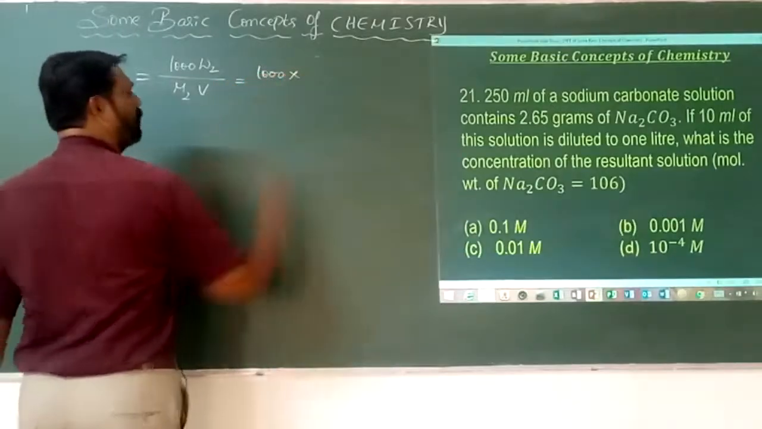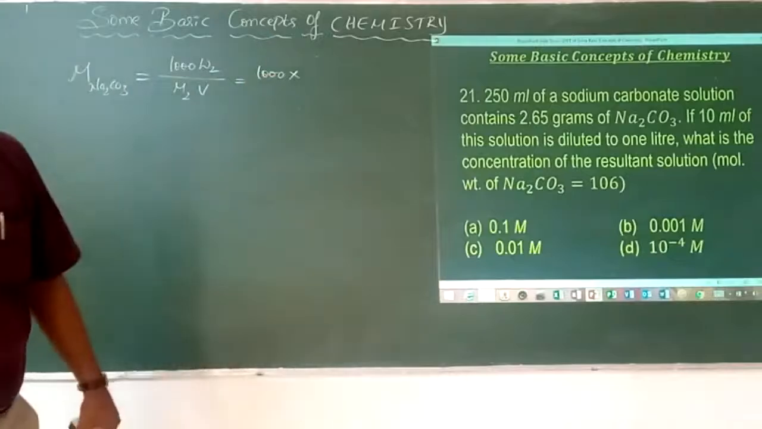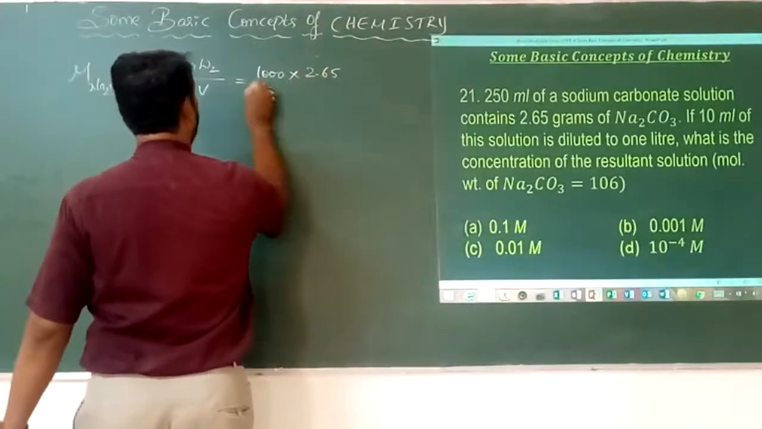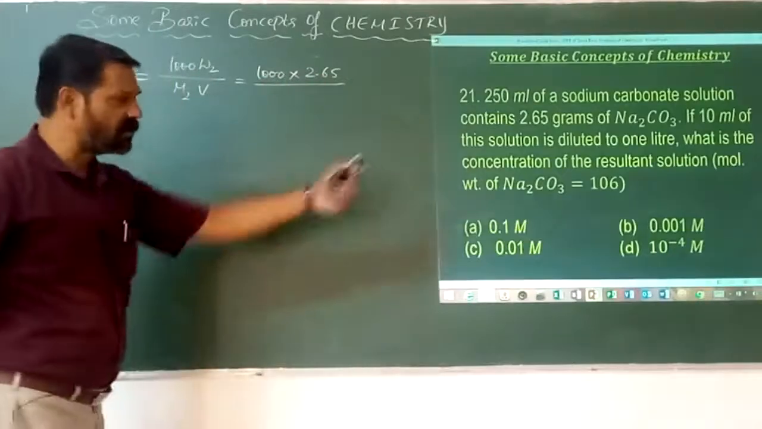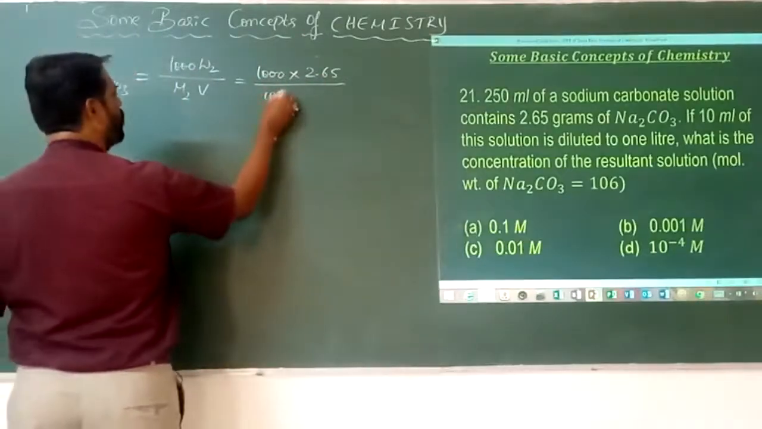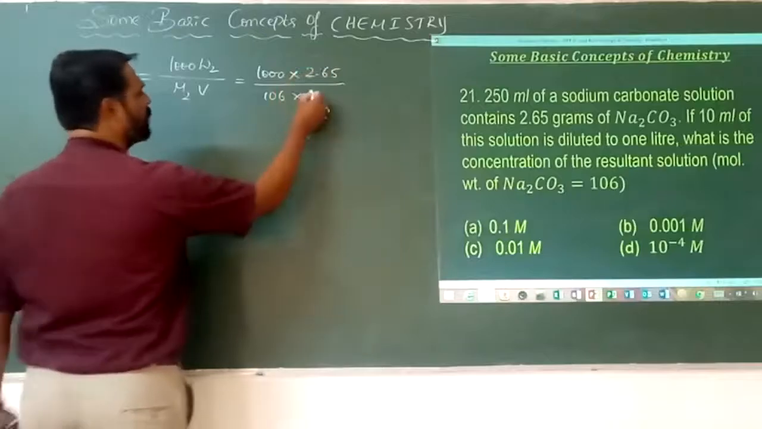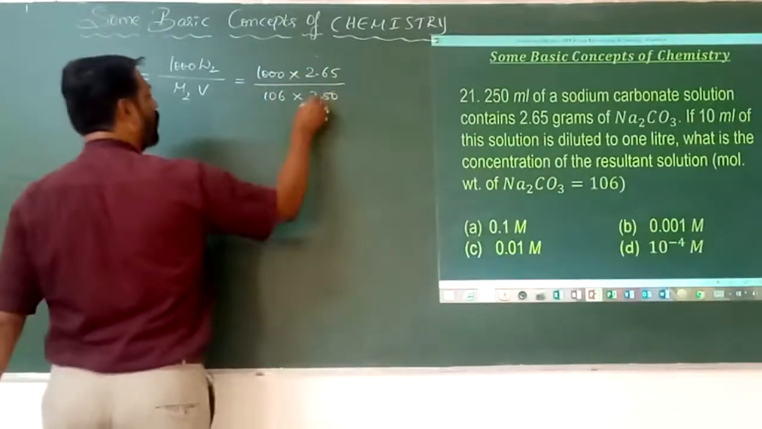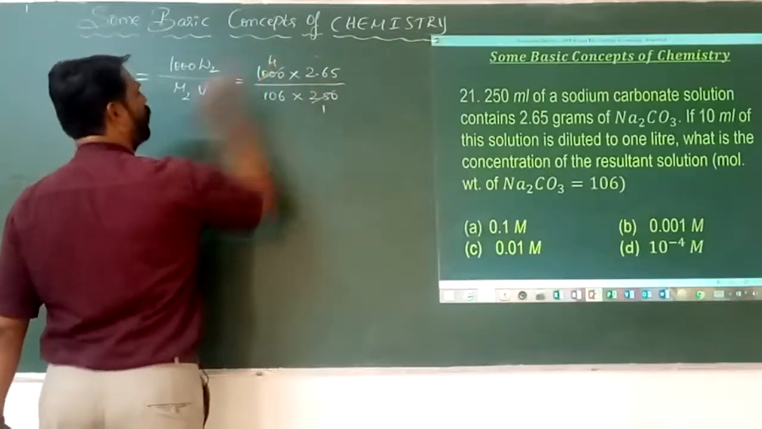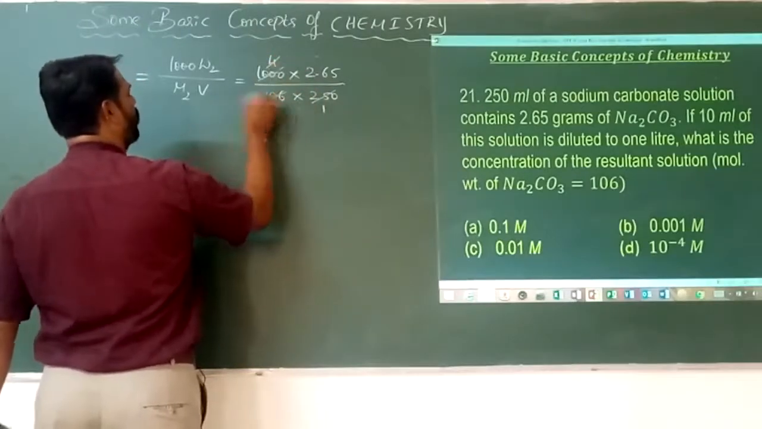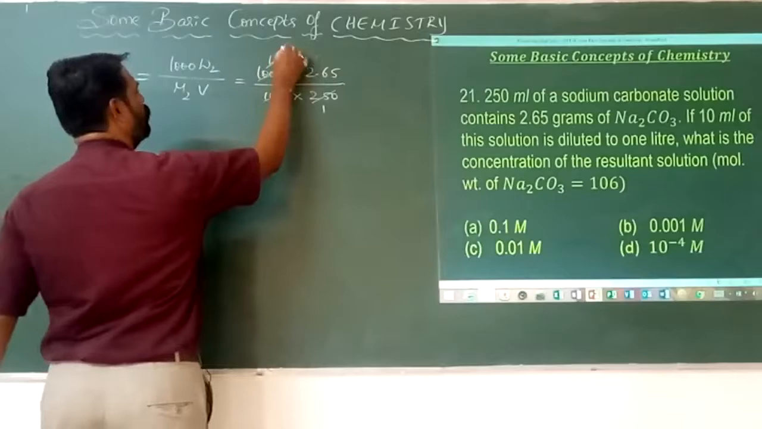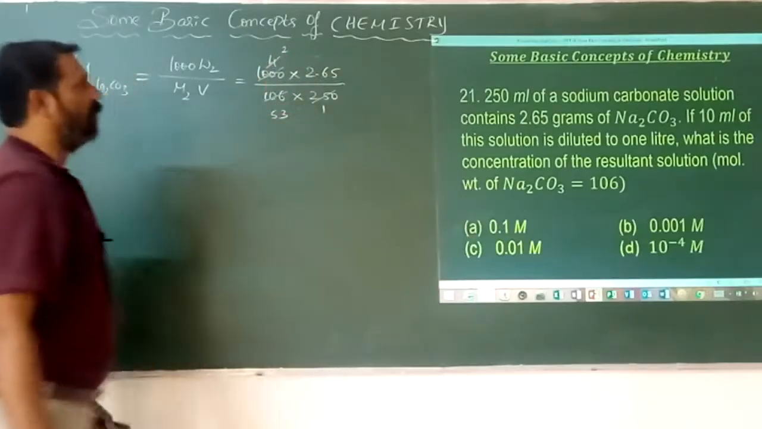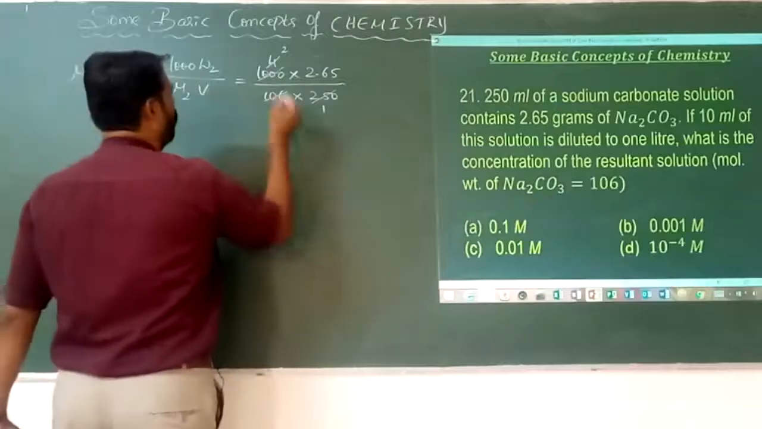1000 into, what's the mass of the solute? Here the solute is sodium carbonate. Its mass is 2.65, divided by the molecular mass of sodium carbonate, which is already given as 106, into the volume, which is 250. So 1 ones are 4, 2s are 2, 2s are 2, 53s are.